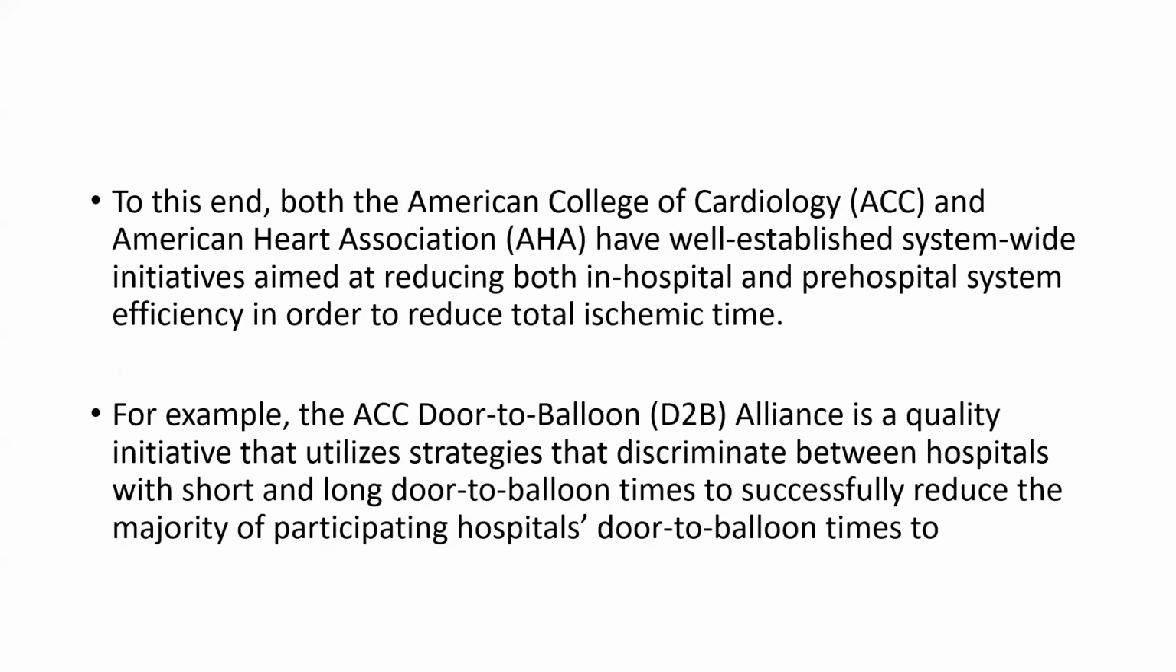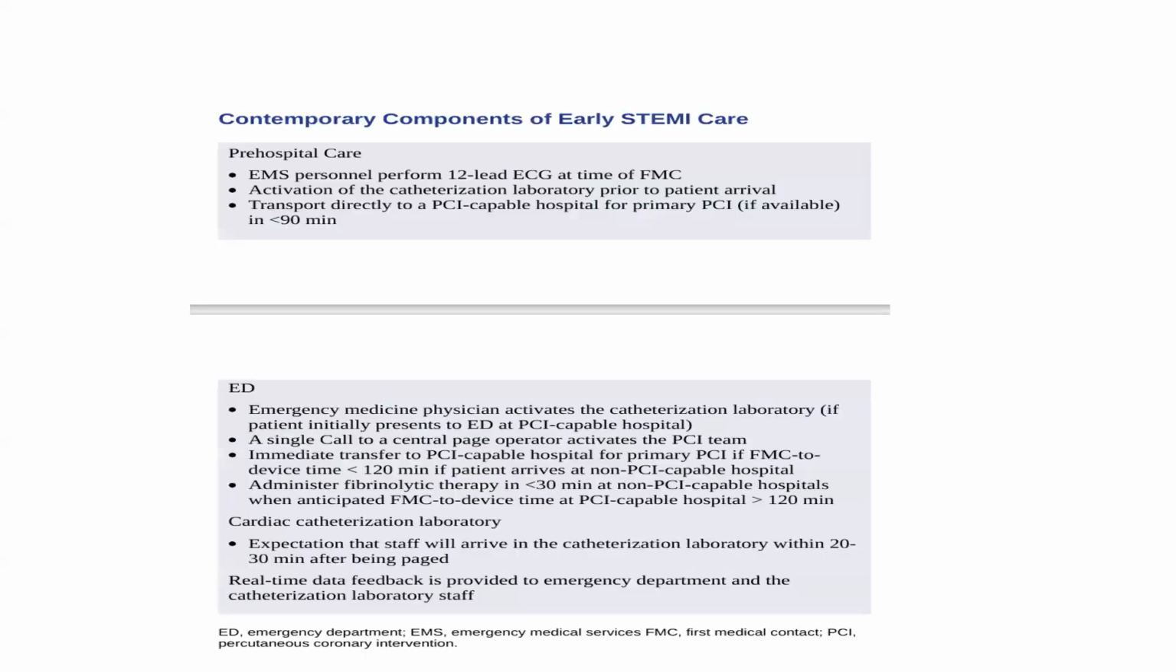To this aim, both the American College of Cardiology and American Heart Association have well-established system-wide initiatives aimed at reducing both in-hospital and pre-hospital system inefficiency in order to reduce the total ischemic time. For example, the American College of Cardiology Door to Balloon Alliance is a quality initiative that utilizes strategies that discriminate between hospitals with short and long door to balloon times to successfully reduce the majority of participating hospitals' door to balloon time.